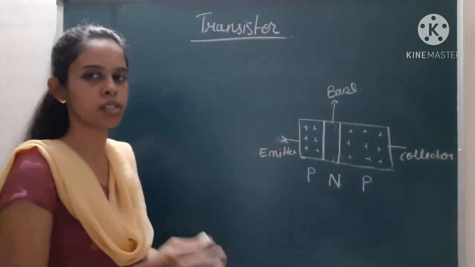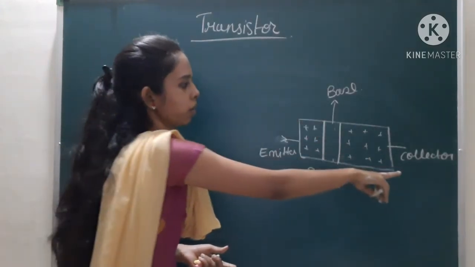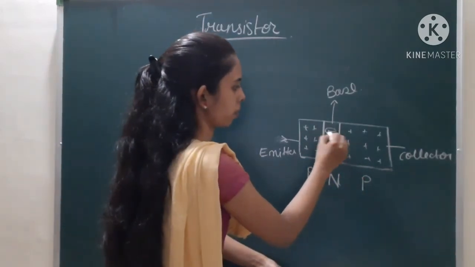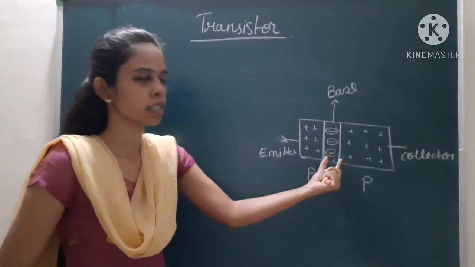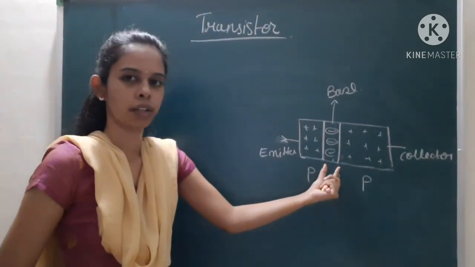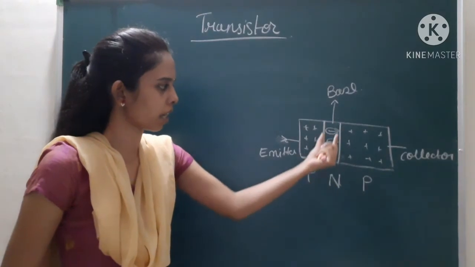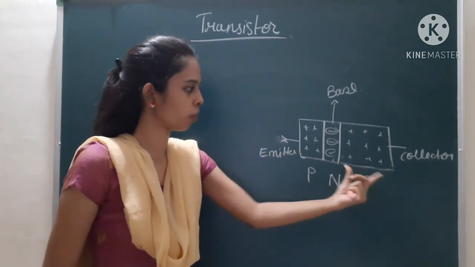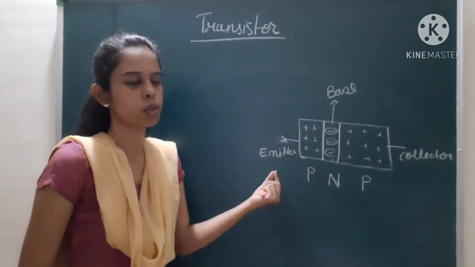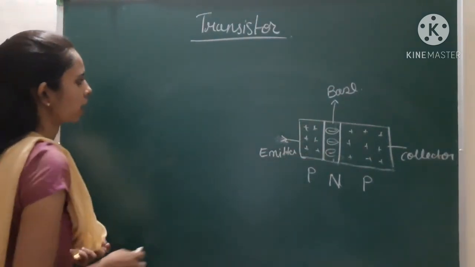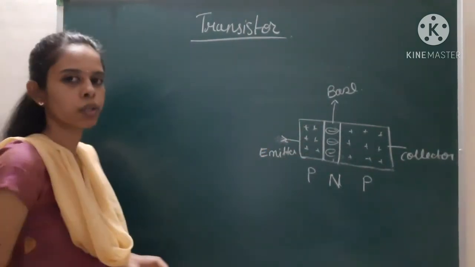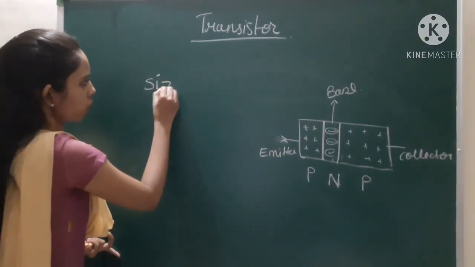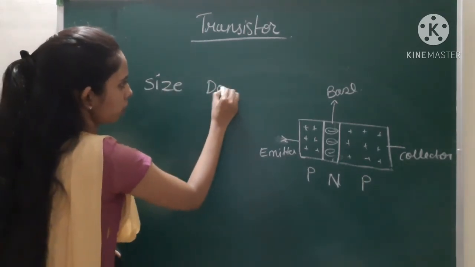Now how can we distinguish between base, collector and emitter? In the diagram you can see that this base is so thin. In the diagram itself you can see that the size of this base is so thin. Here the emitter and collector are much broader compared to the base. So let us distinguish between the base, collector and emitter. It can be distinguished by their doping and their size. So let us make two columns, size and doping.